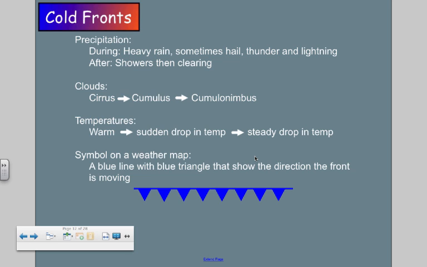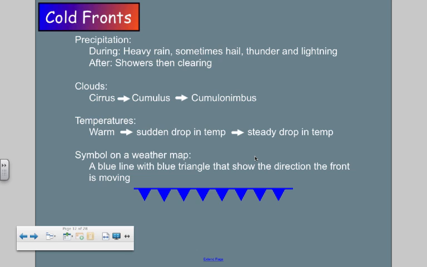Temperatures you would experience: before the front moved through, you'd feel warm air, then a sudden drop in temperature, and then a steady drop in temperature after that. And if you think about it, you've probably had those experiences where you've been out and then there's a big, huge thunderstorm and the air is much cooler after the thunderstorm. That's probably because a cold front has moved through.